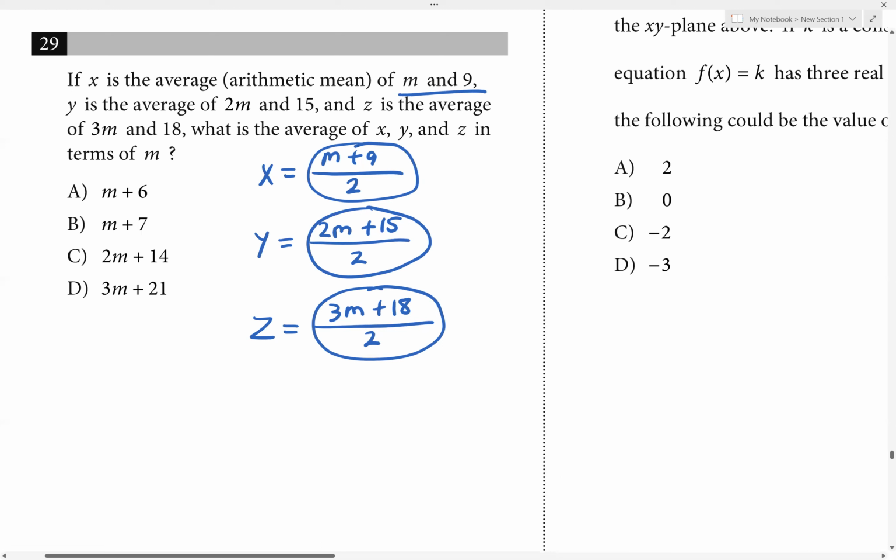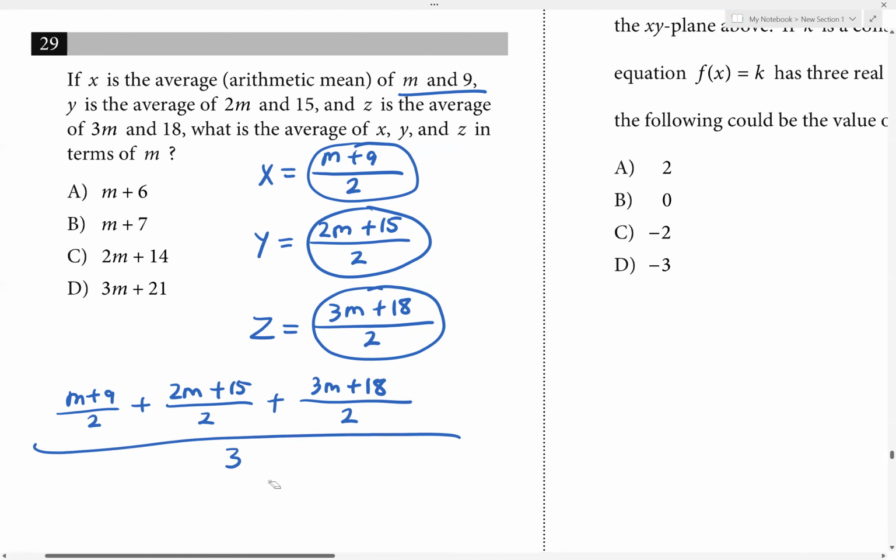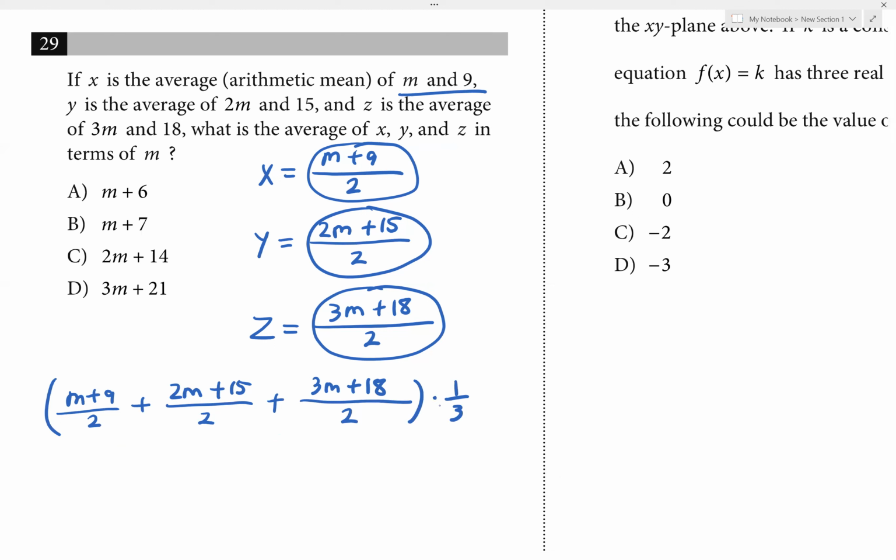Okay, so here we have to go ahead and add them all together. It'll be m plus 9 over 2, plus 2m plus 15 over 2. It's a little bit weird because we have all the fractions, but we'll still go ahead and add them up. Plus 3m plus 18 over 2. And this whole thing, we have to divide by 3. That will give us the average. So instead of putting it like a giant fraction divided by 3, let's just say this is the same as times 1/3. Let's add them up and then multiply by 1/3. That's the same as dividing by 3.